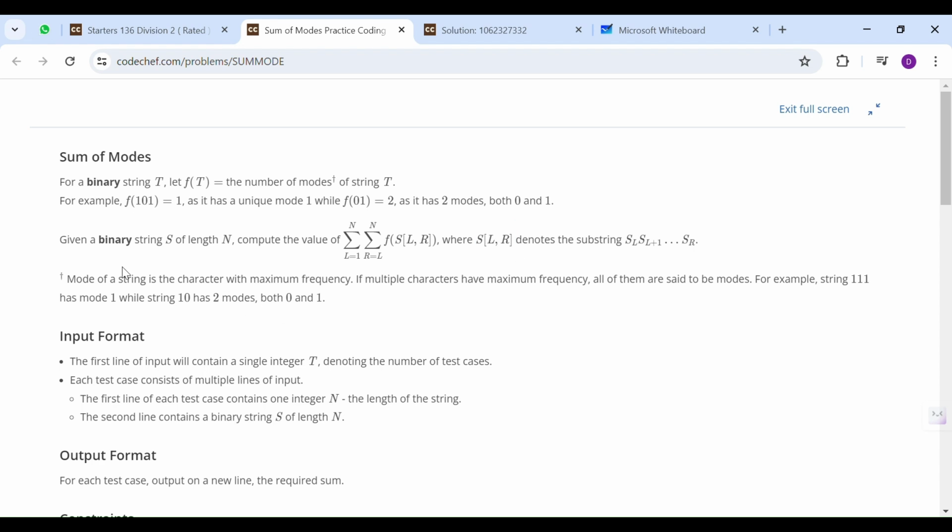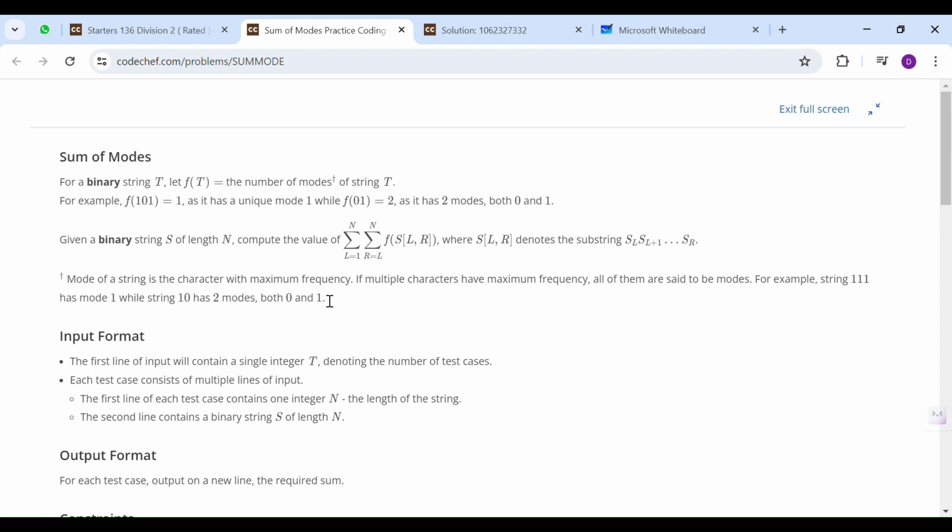Okay, mode of a string is a character with maximum frequency. If multiple characters have maximum frequency, all of them are said to be modes. Now, in your string, you have only two types of numbers, 0 and 1. So the mode will be either 0 or 1 or both 0 and 1. Now, mode of a string is a character with maximum frequency.